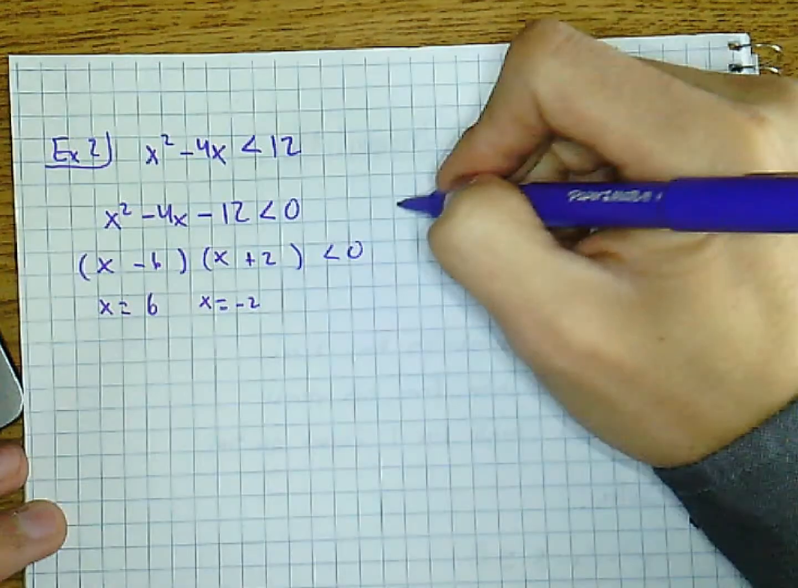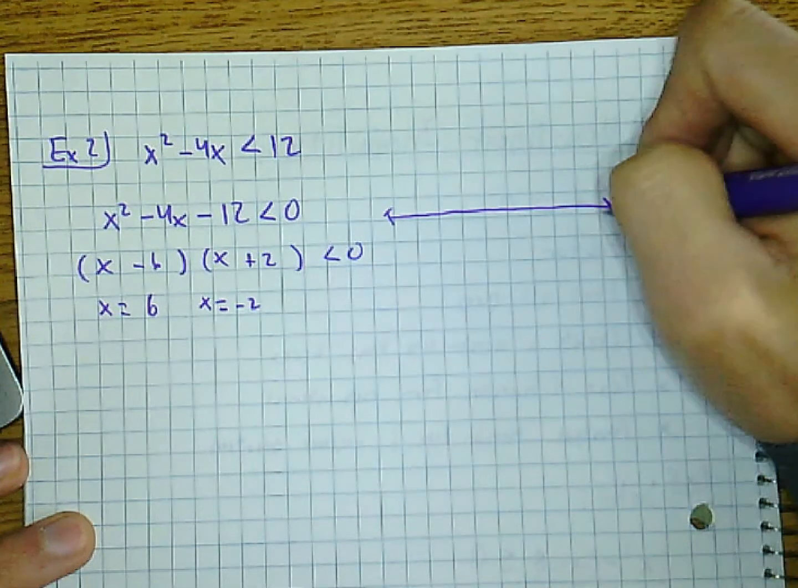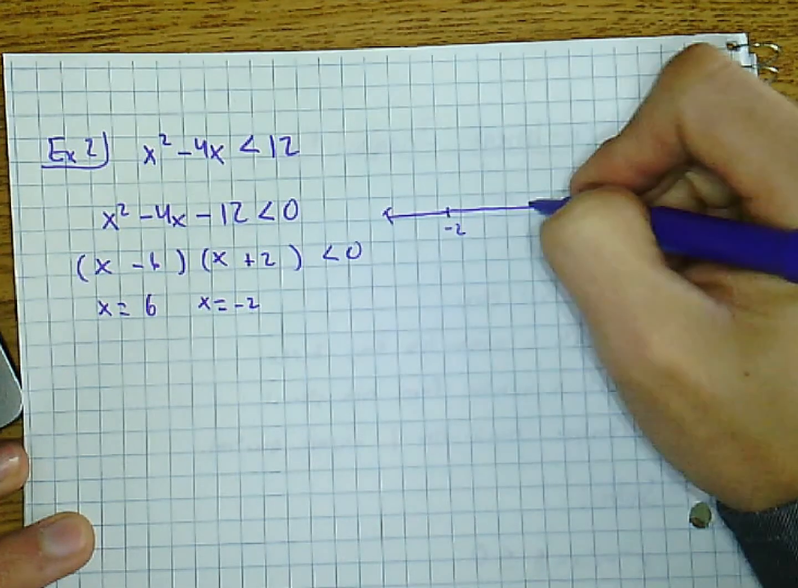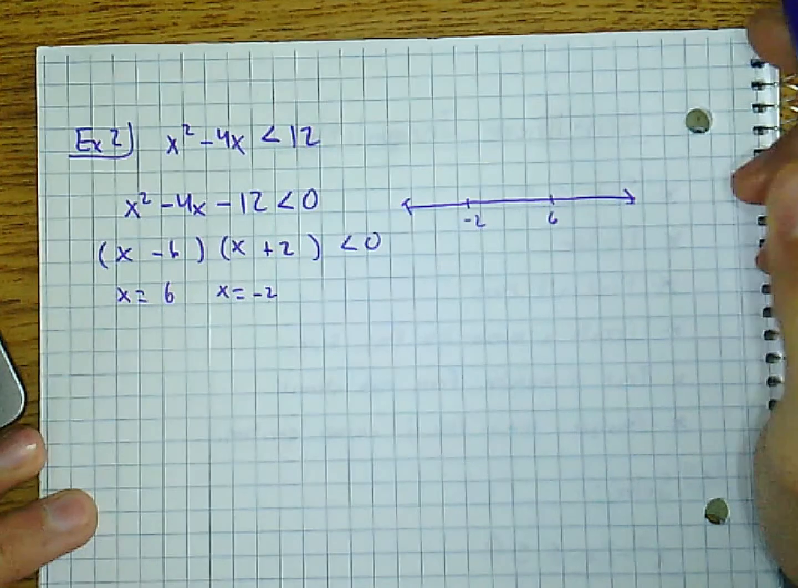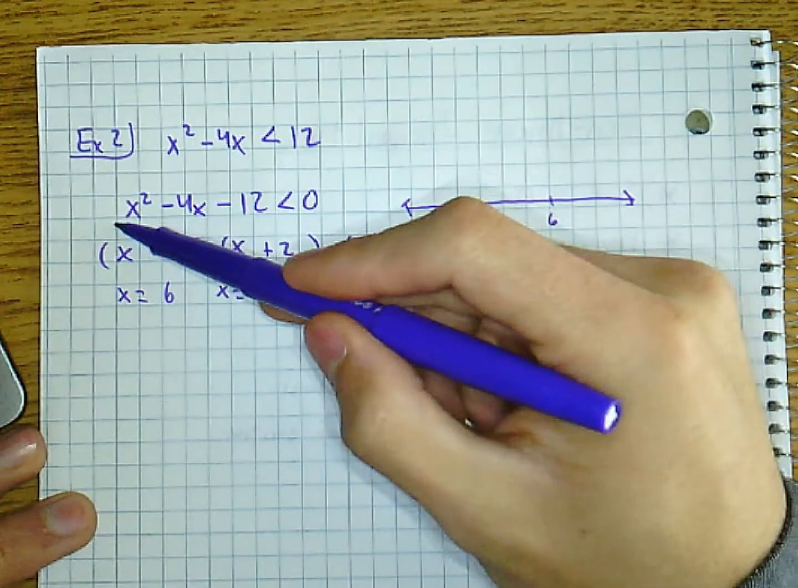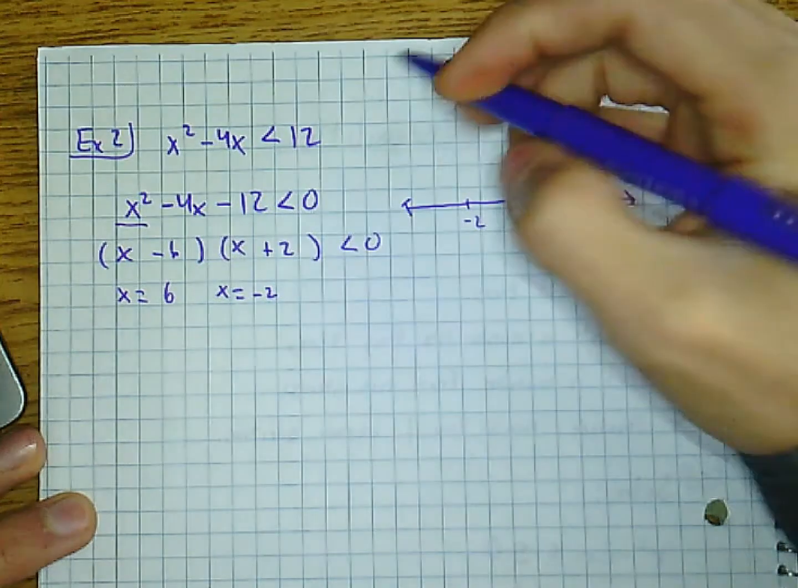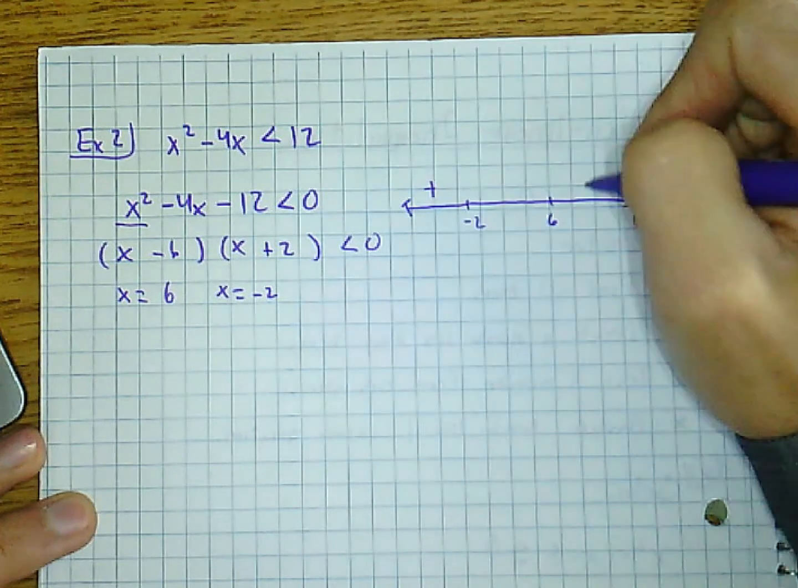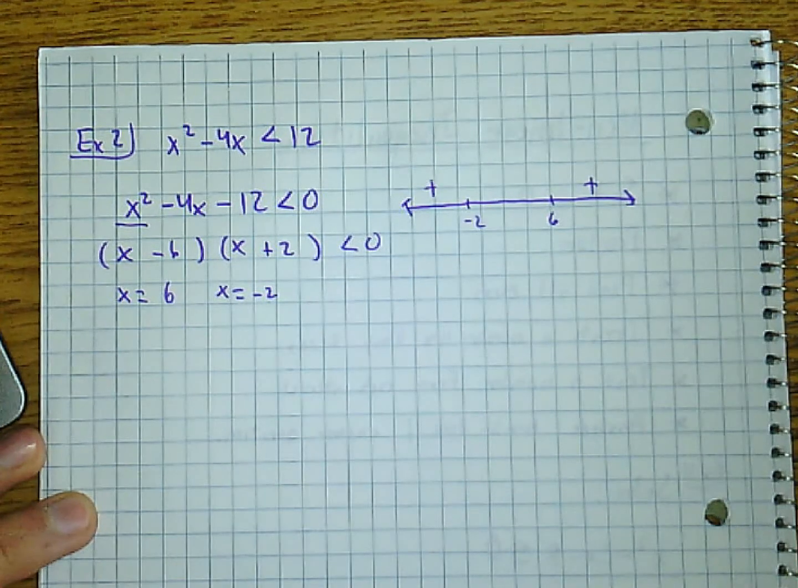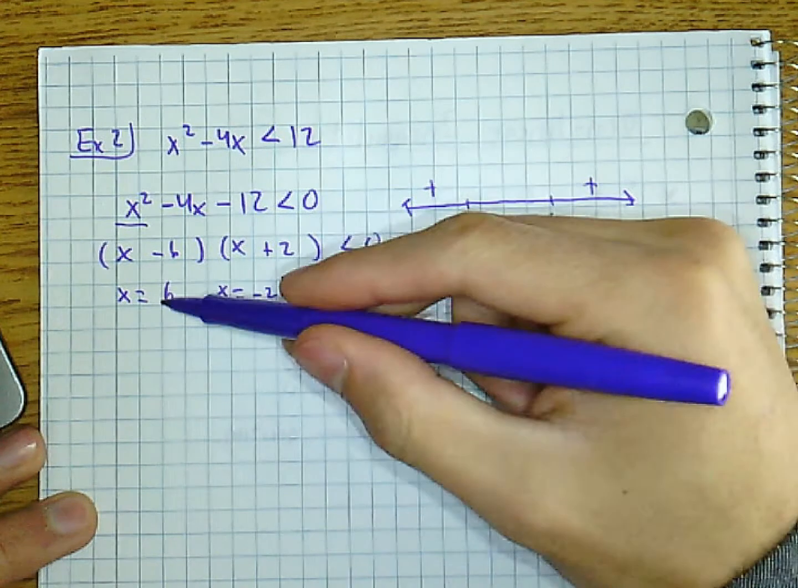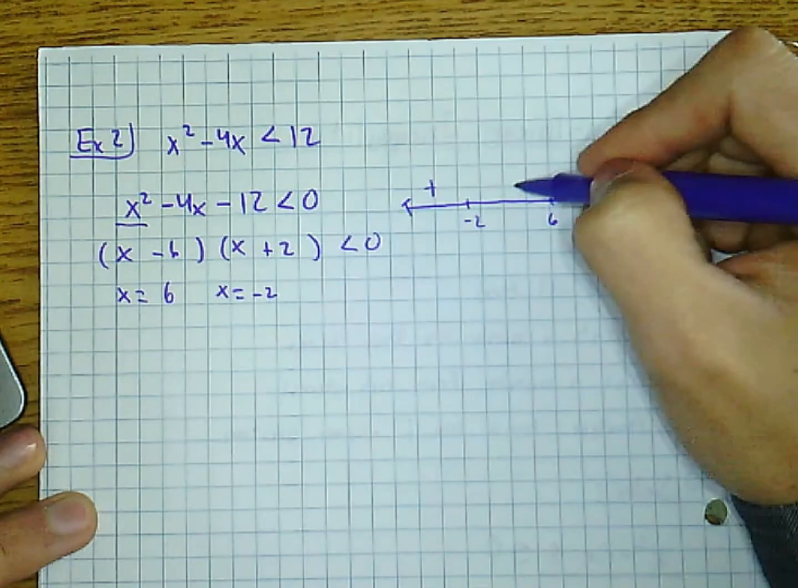I'm going to go ahead and create my number line. So we've got -2 and 6. Once again, I'm going to use end behavior to help me out. So this is positive and even, so it's going to be rising on the right and the left, so it's going to be positive numbers on the right and the left. And then the multiplicity of these is 1, which means I'm going to have to cross the x-axis, which means this is going to be negative.